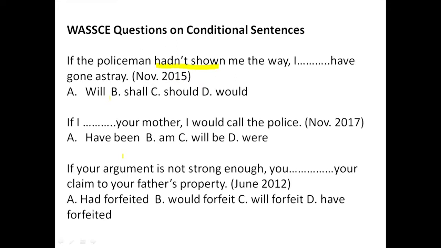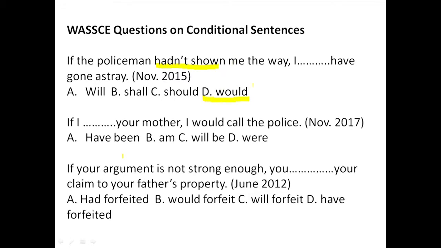So A will know, of course, not use will in this case, because we are dealing with what? Condition 3. B shall know, C should know, and of course, so very explicitly and by default, D is our answer. So if the policeman hadn't shown me the way, I would have gone astray. So D is our answer.